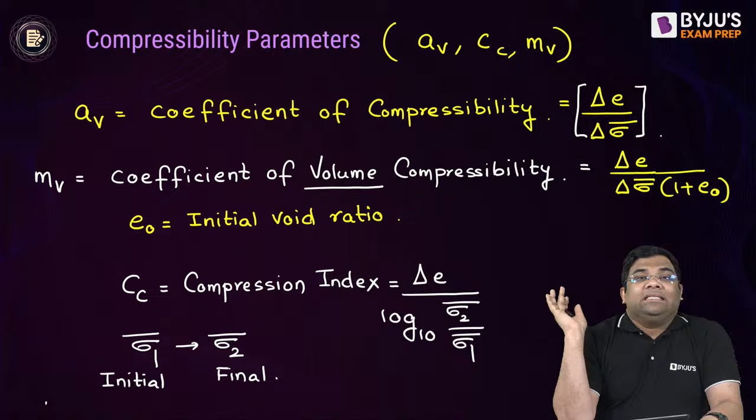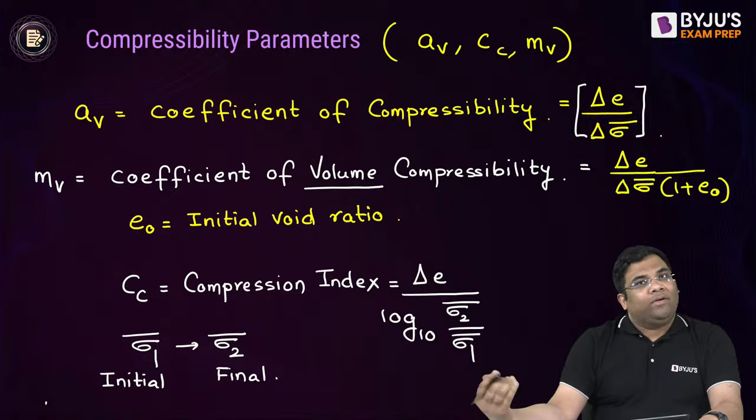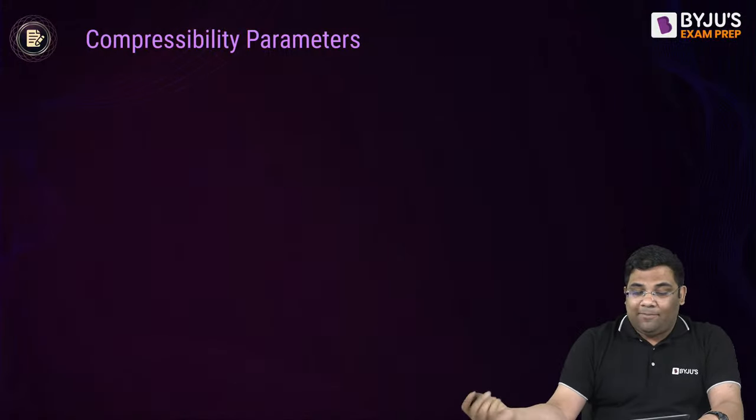Now this is the formula series, so we are only discussing the formula. So where to solve the numericals? I have taught this in the video on primary consolidation. I have taught all these terms CC, AV, MV. So you can visit this lecture and solve questions for these formulas. The next topic is primary consolidation settlement.